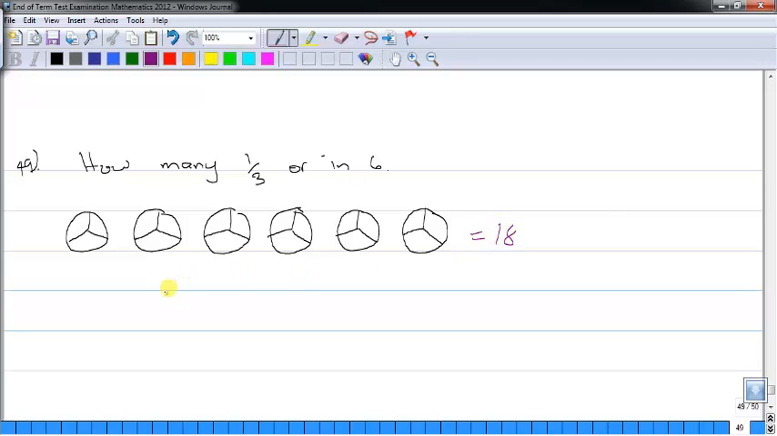It's the same as saying what? 3, because each of them would be divided into 3, multiplied by 6, and we get 18. And that would be A. So number 49, our answer is A.